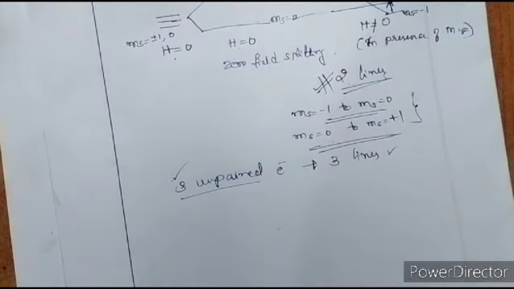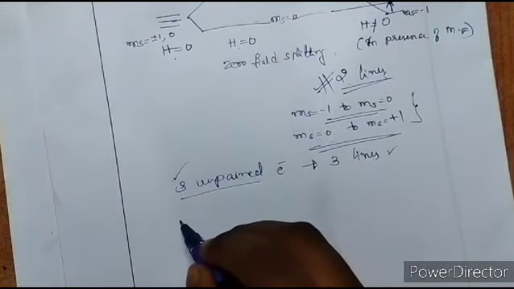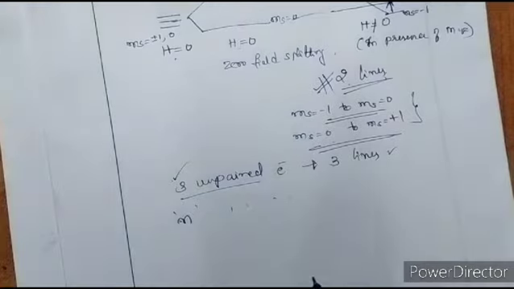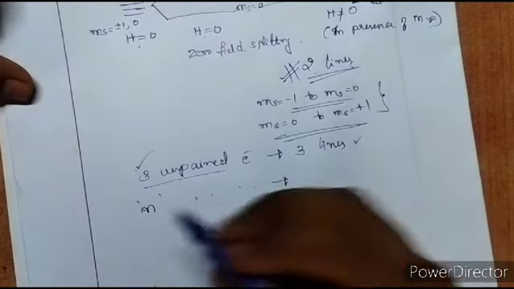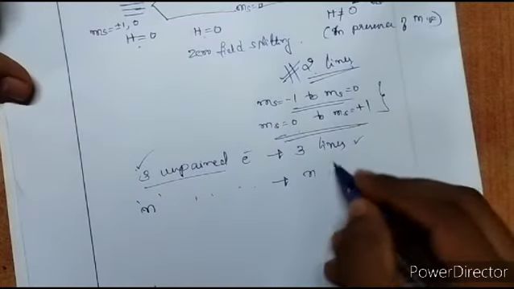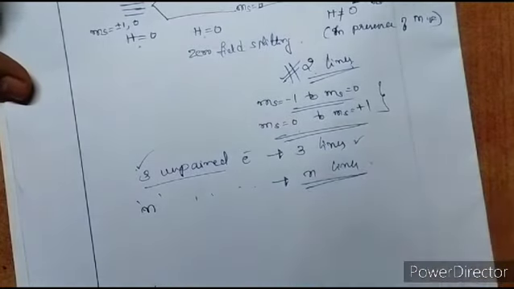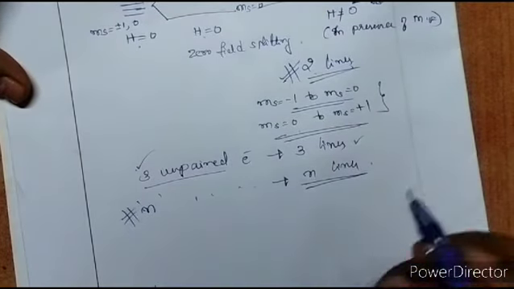In general, what you can say is that if you have a system containing n unpaired electrons, then the spectrum of that species will have n lines, or n signals, in that spectrum. This is in general.